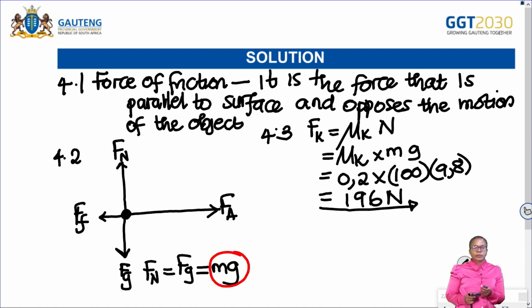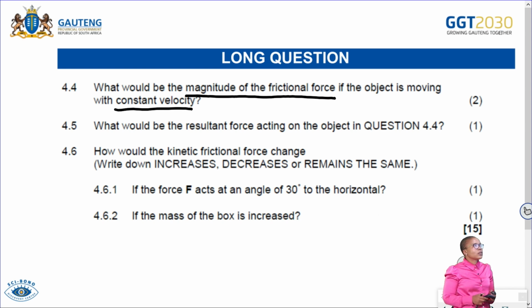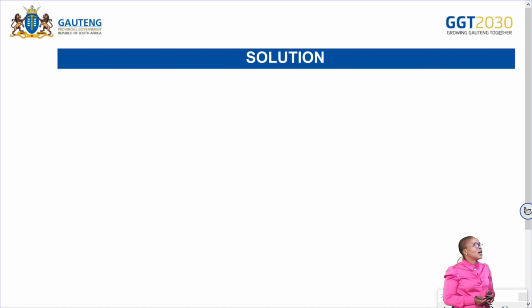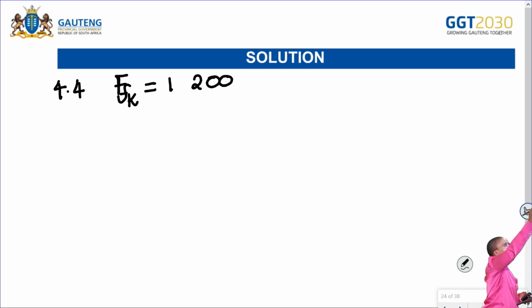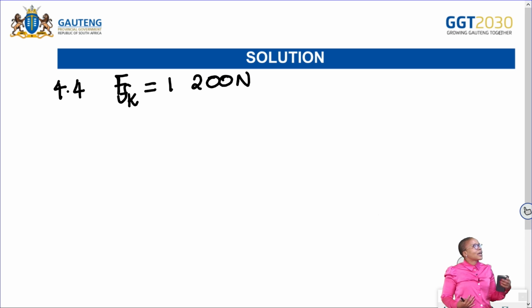So for our 4.4, it will be 1,200. So let's just write it in full so that you know what it is. That means our kinetic frictional force will also be 1,200 newtons. Obviously, because now they are the same, one will be positive and the other one will be negative.